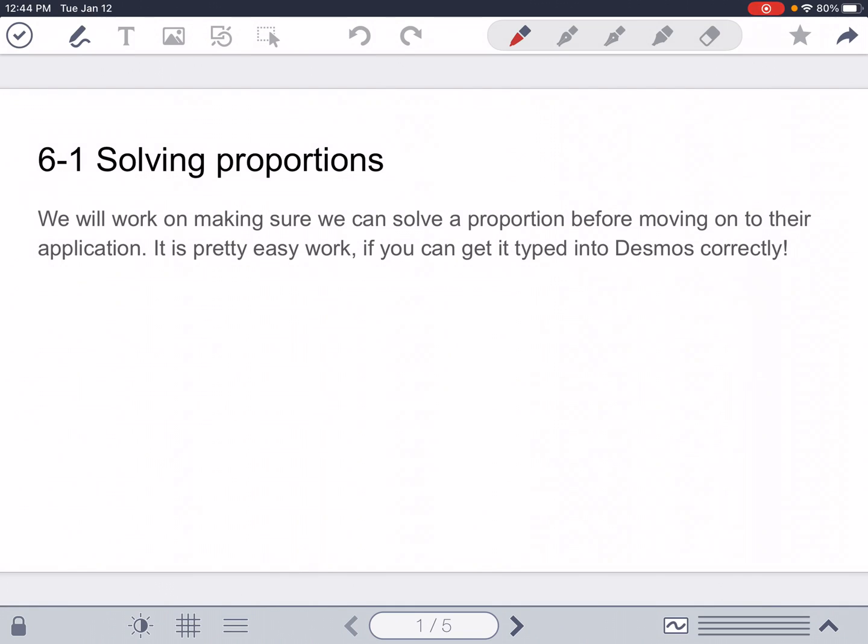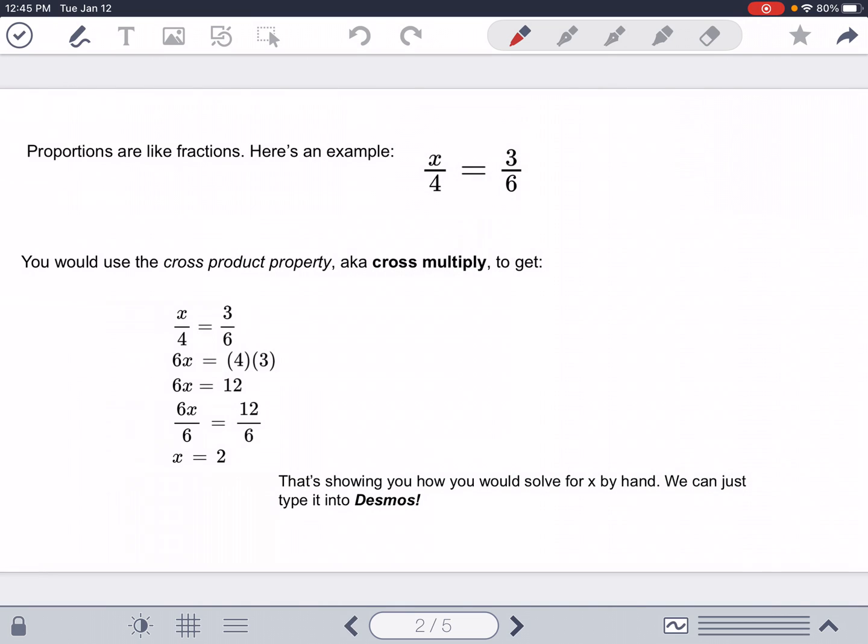All right, so solving proportions, 6-1. We're starting a new unit right now on similarity. And we're going to take it slow with talking about proportions. So we're going to make sure that we can actually solve a proportion and type it into Desmos correctly before we move on to their application. It's really easy work as long as you type it correctly.